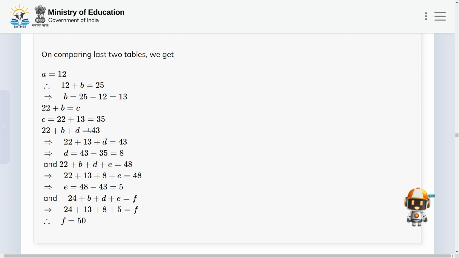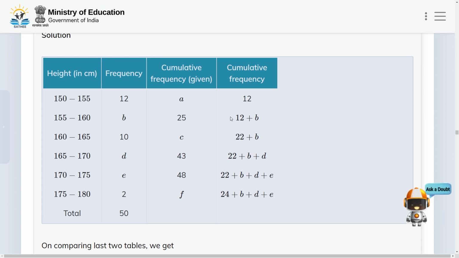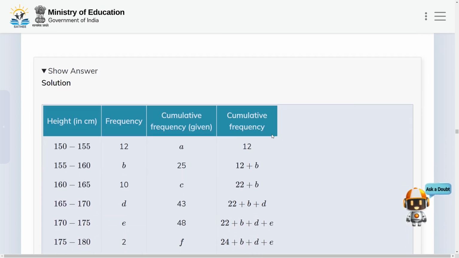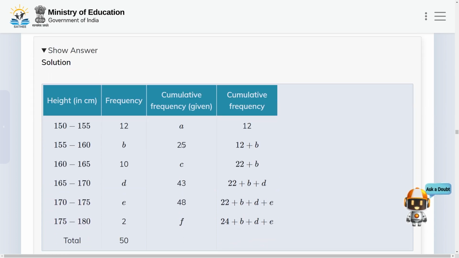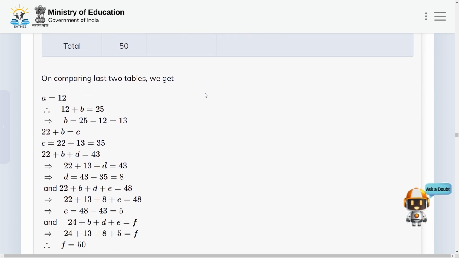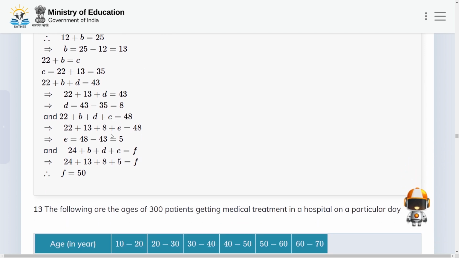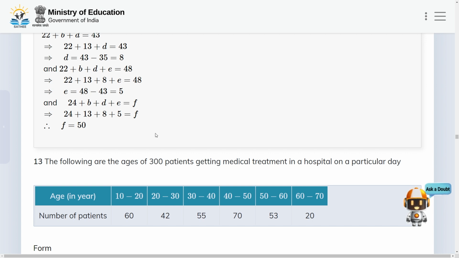Okay, and 22 plus B plus D is equal to 43. It implies D is equal to 8, and 22 plus B plus D plus E is equal to 48, and it implies E is equal to 5, and from this equation we get the value of F. Okay, so basically here we calculate the frequency and cumulative frequency, and when comparing these two columns, we get the values of A, B, C, D, E, and F. Therefore the value of A is 12, B is 13, C is equal to 35, D is 8, E is equal to 5, and F is equal to 50. So now let us move to the next problem.